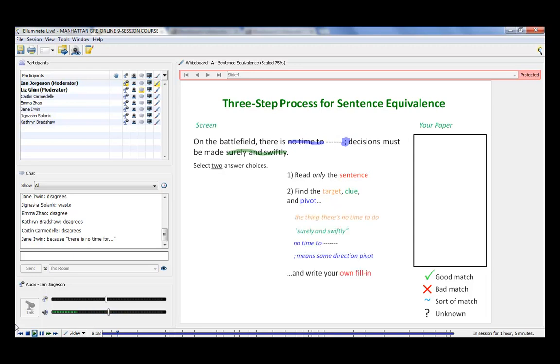And now we want to take the time to write our own fill-in, and hopefully on our own sheet of paper. So what do you guys think? Anybody have a good idea of a word we could put in? On the battlefield, there's no time. I like it. There's no time to waste. Okay? We can't waste time. We need to make decisions swiftly. Good. I like it. Anybody else? Any other words you guys like together?